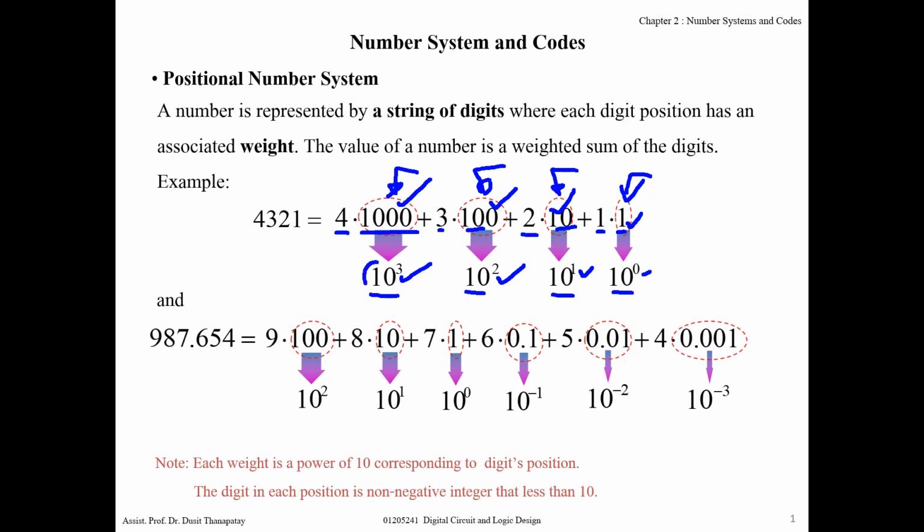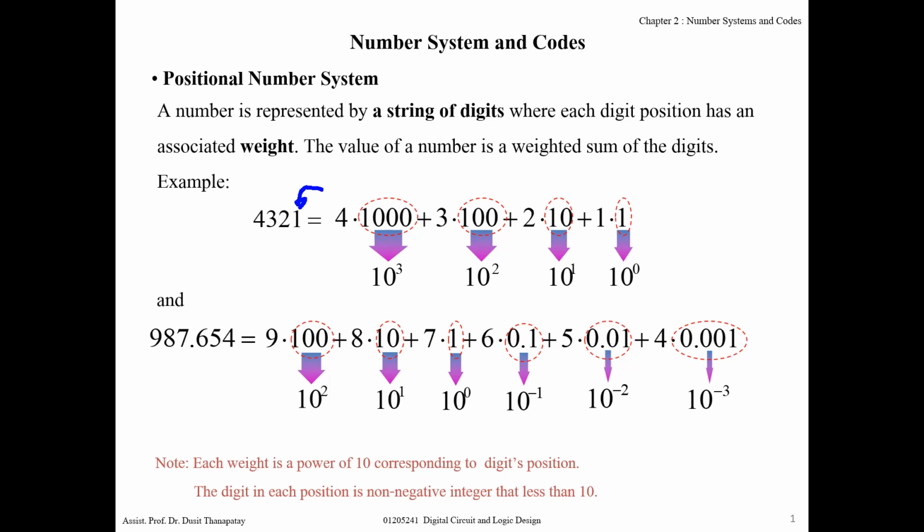So the base is 10. And the power changes with the position of the digit. The first digit has 10 to the power of 0, the next digit 10 to the power of 1, the next digit 10 to the power of 2, and so on.